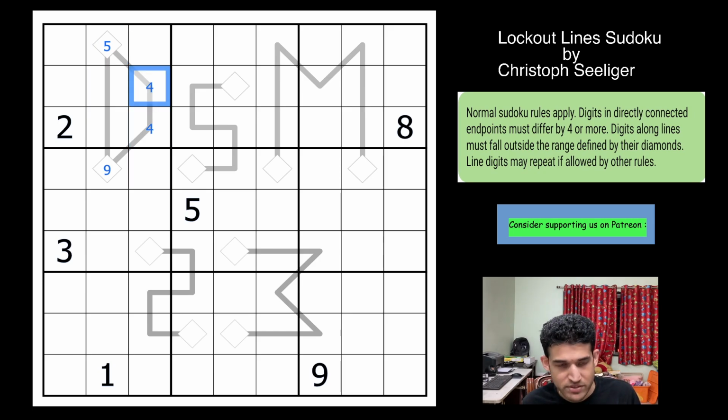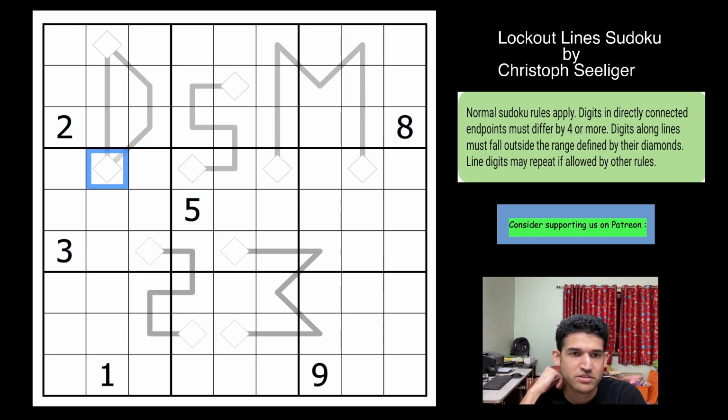And similarly, if you have a 6 on any of the line, then one of the digits in the diamonds must surely be 5. It's easy to see the same way. So these are the 2 most important steps to realize while solving a Lockout Line Sudoku. And using that, let's see if we can tackle the Sudoku. This is a live solve.